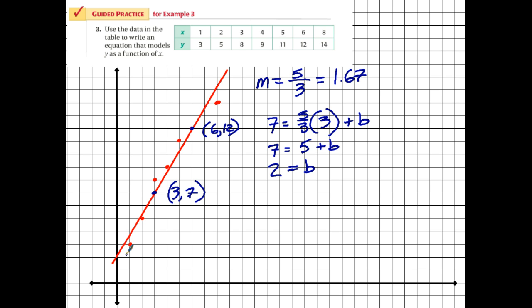Okay, so b is equal to 2, so my line here is going to be y equals 5/3 x plus 2. Now I'm going to put it in decimal form here as well, only because when we do our linear regression I want to have a decimal so you guys can see it.